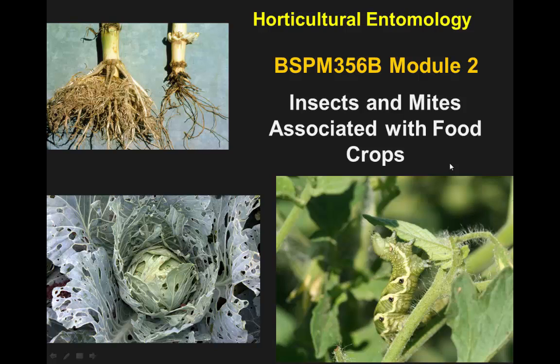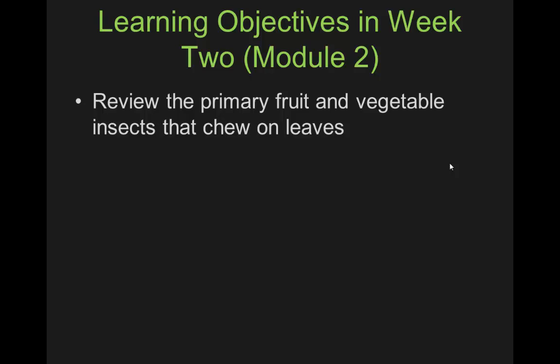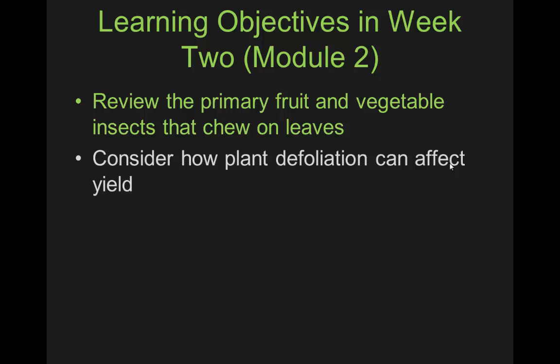In the second week, we'll continue with the kinds of insects and mites that are found with food crops, fruits, vegetables, herbs. But this week, the emphasis will be on things that chew leaves, and in particular, things that chew leaves and produce indirect feeding injuries, although, as we shall see, some do both direct and indirect injuries. So, this week, let us review what are the primary fruit and vegetable insects that do chew on leaves.